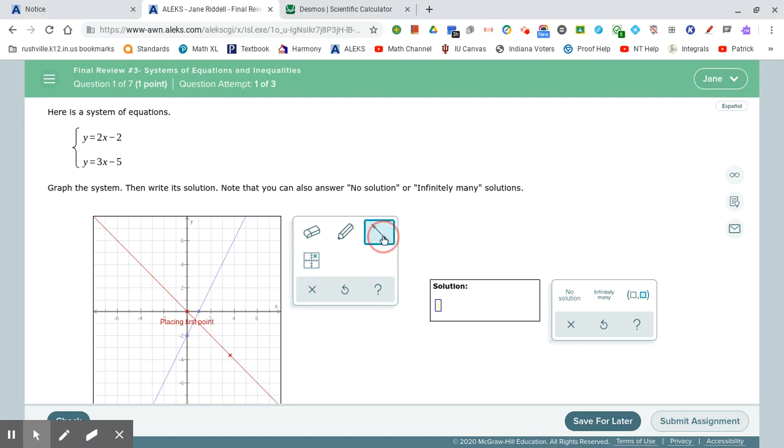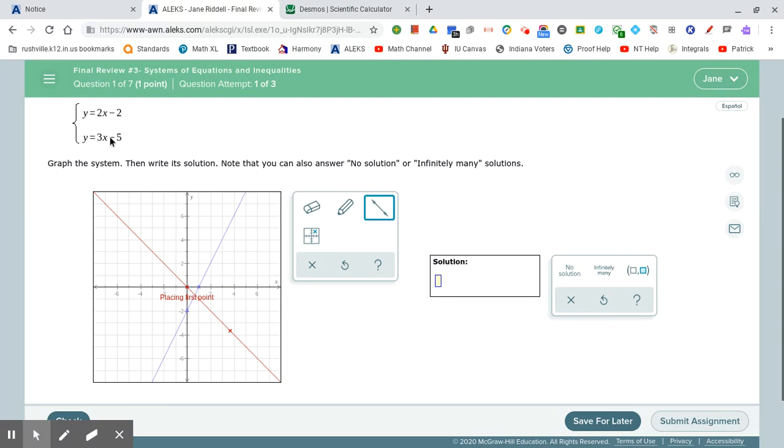Then I'm going to get the line tool again, and I'm going to graph the second line on the same coordinate plane. So this time, it's a y-intercept down at -5. So on the y-axis, I plot a point at -5. And then the slope is +3, which means I'm going to go up 1, 2, 3, and then to the right by 1. So here is it's not my solution, but here is my graph. It has both of my lines.